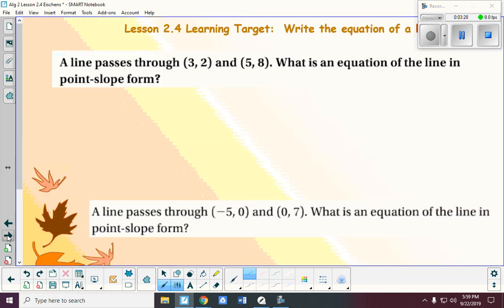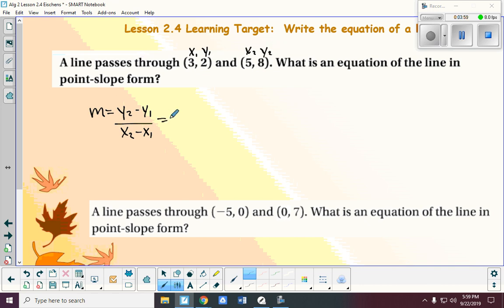All right, the next problem says a line passes through the point 3, 2 and the point 5, 8. What is an equation of the line in point-slope form? Well, we don't have a slope. However, we do have 2 points this time, and so we can use the slope formula to get the slope. So remember, the slope formula is y2 minus y1 over x2 minus x1. So this is the first point. We'll call it x1, y1. This is the second point. We'll call it x2, y2.